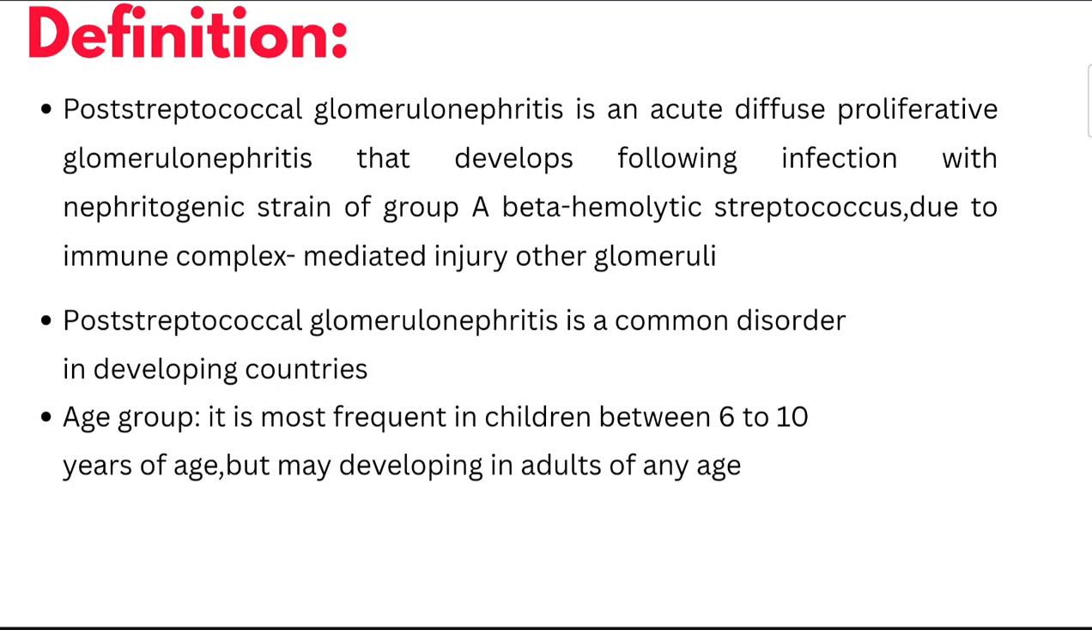Post-streptococcal glomerulonephritis is an acute condition primarily affecting children aged 6 to 10, mainly in developing countries, caused by a nephrogenic strain of Group A beta hemolytic streptococcus. It results in immune complex mediated glomerular injury with symptoms like hematuria, edema, hypertension, oliguria, and sometimes proteinuria. While most children recover fully, some may develop chronic kidney disease, highlighting the need for early recognition and management. Diagnostic tests such as urinalysis and anti-streptolysin O titer are essential for accurate diagnosis and treatment.